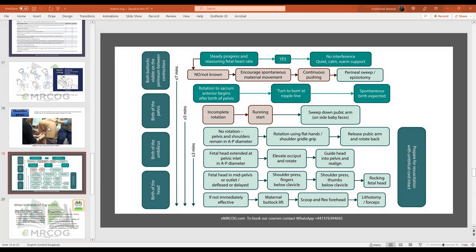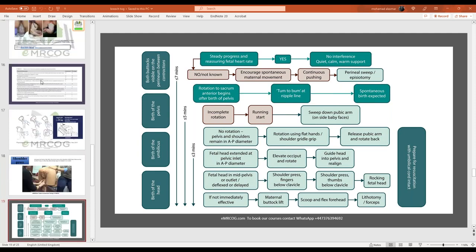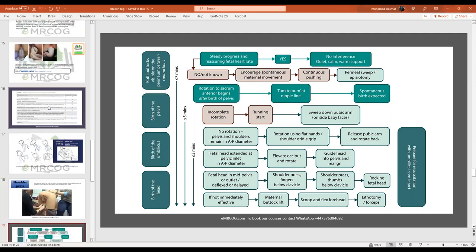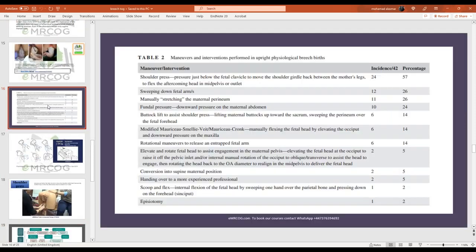Isn't it? So I'm trying to explain to you what the aim or the principle is, and then I'm going to discuss with you the maneuvers they have used to deliver physiologically, and the meaning of each one of them. Are we clear so far? You agree with me?